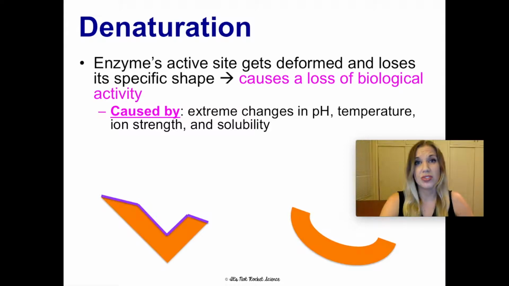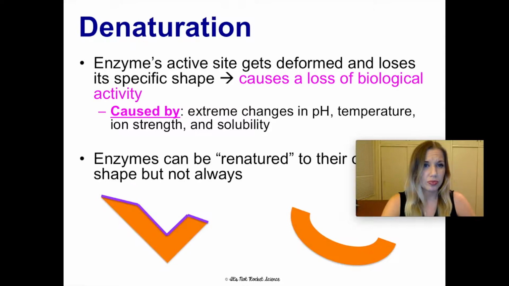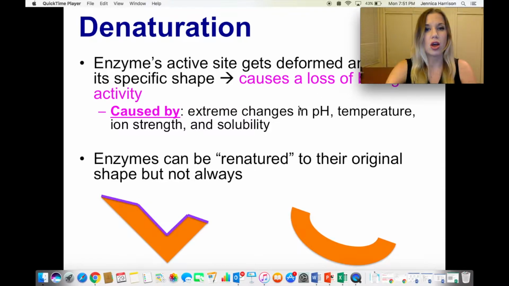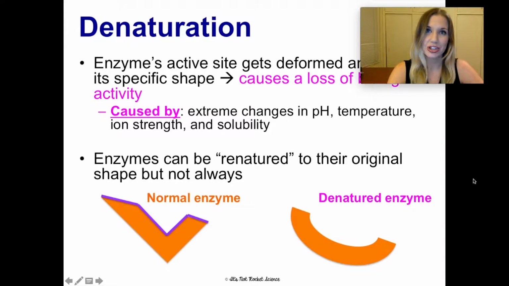And so this can be caused by a variety of things. It can be caused by extreme changes in pH, temperature, ion strength, and solubility. So there's a few different things that happen. And although enzymes can be renatured to their original shape, they can't always. So sometimes it's fixable and other times it's not. So yeah, obviously normal enzyme on the left, our denatured one on the right.